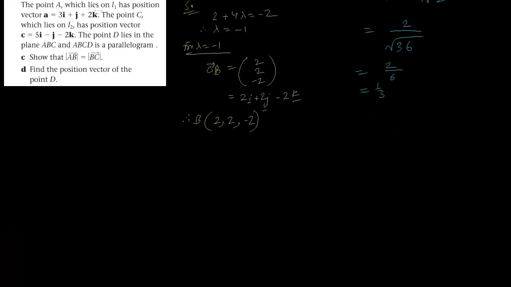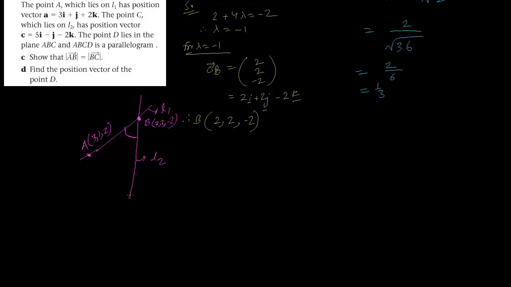So the point A lies on L1. If this is L1, this is L2. What we know, L1 and L2 intersect at the point B that has coordinates 2, 2, minus 2. We also know L1 and L2 make an angle so that cos theta is 1 by 3. So this is the angle that we found, theta. Now we know that a point A lies on L1. So this is A, and it has position vector 3i plus j plus k. That means 3, 1, 2.